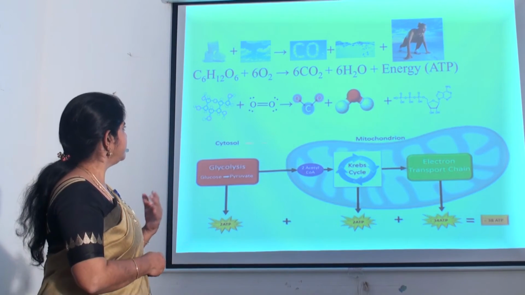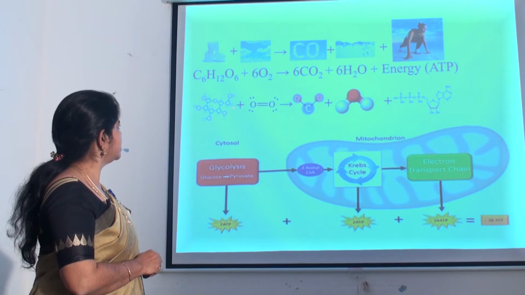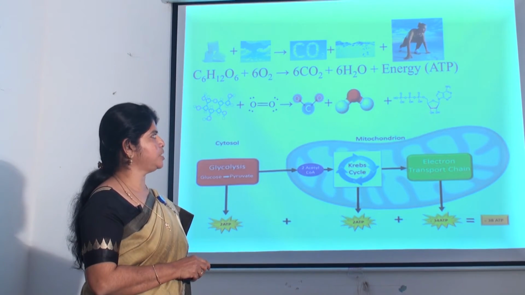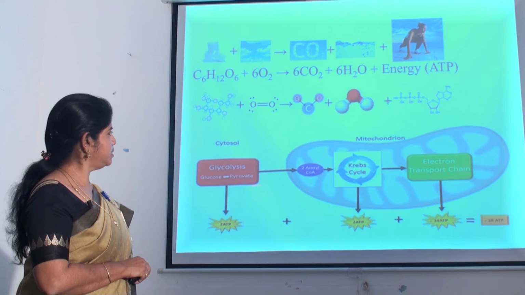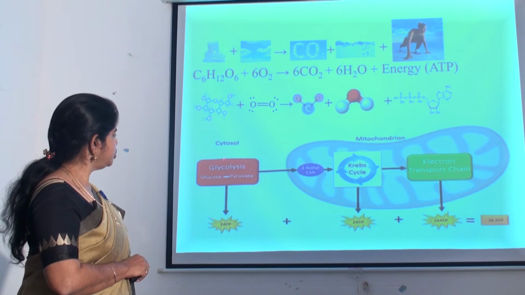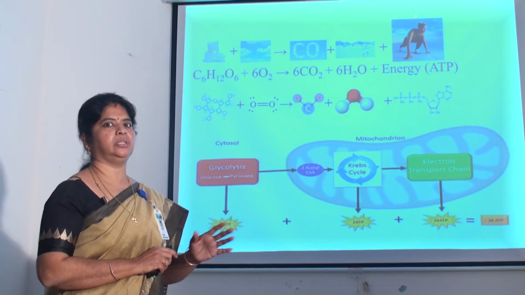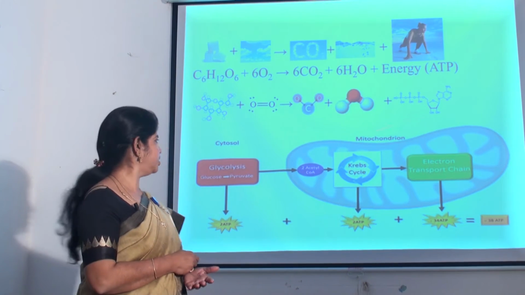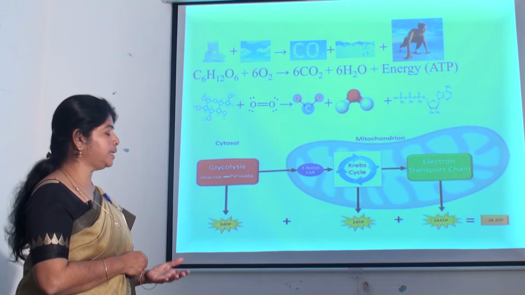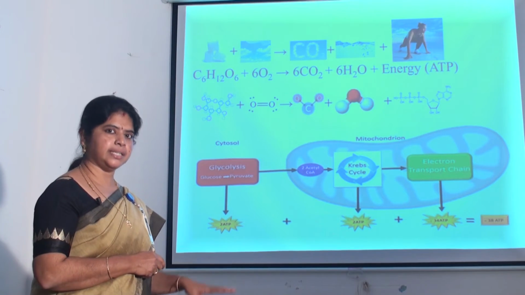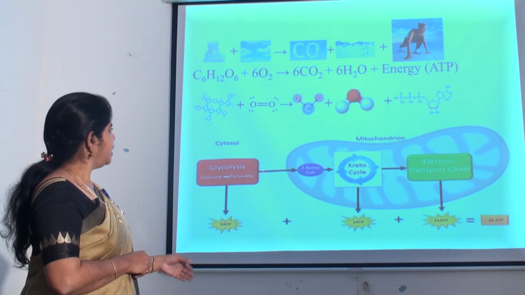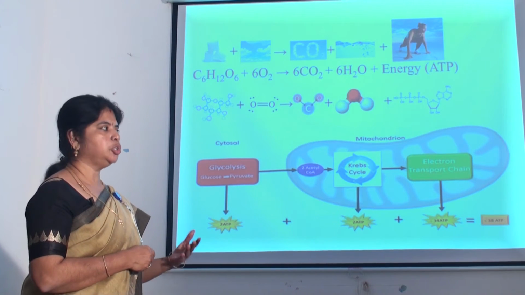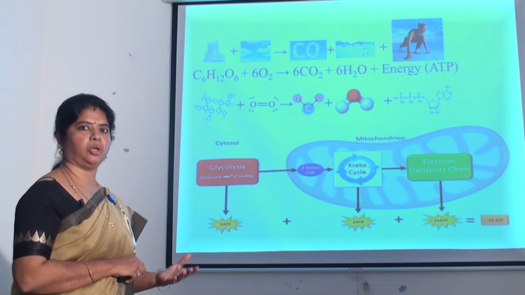And this is the chemical structure of glucose, oxygen, carbon dioxide, water, and then ATP molecules. And this image clearly shows the energy metabolism, what is carried out in the mitochondria. Glycolysis takes place in the cytoplasm, and during glycolysis the glucose is converted into pyruvate. During this conversion, 2 ATP molecules are synthesized.